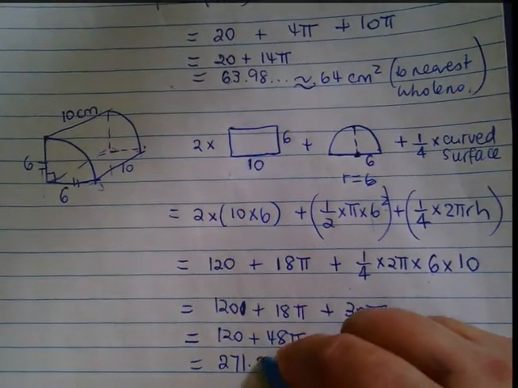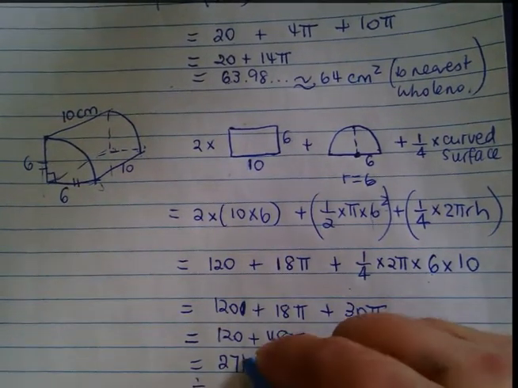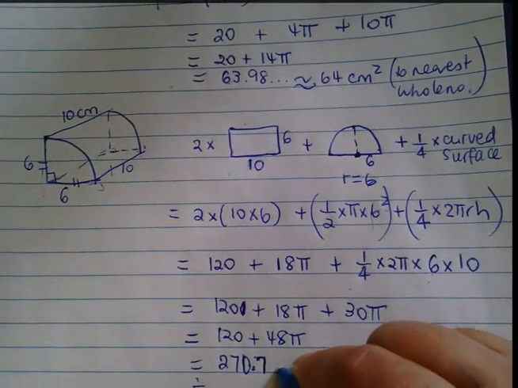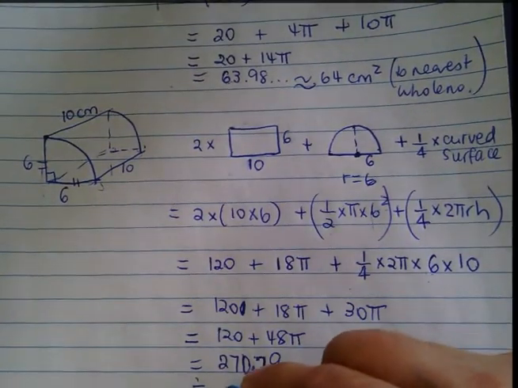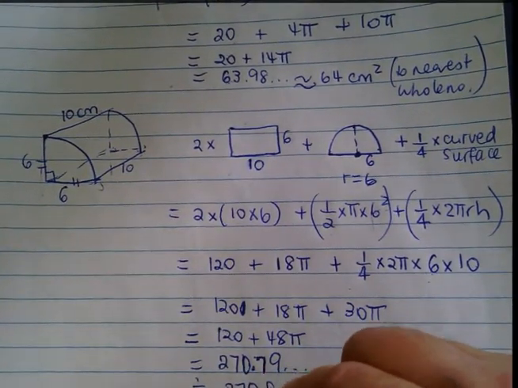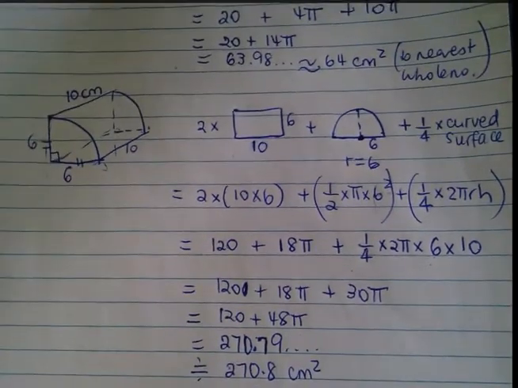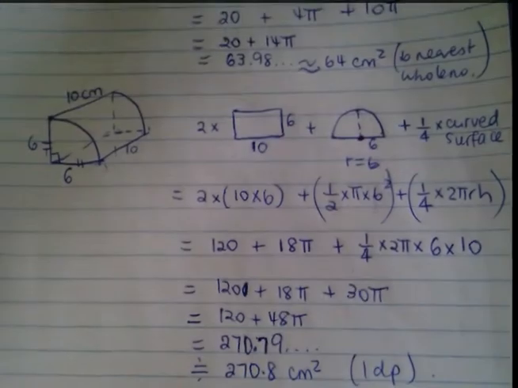271 point? Yeah, 0.2 what, roughly? 270.7 what? Just give me a couple. Etc. You could either go 270.8 or 271 to the nearest. All right? So the reason I did the other one to the nearest whole number is it rounded nicely to the nearest whole number. I'll just put to 1 dp for that one, roughly.